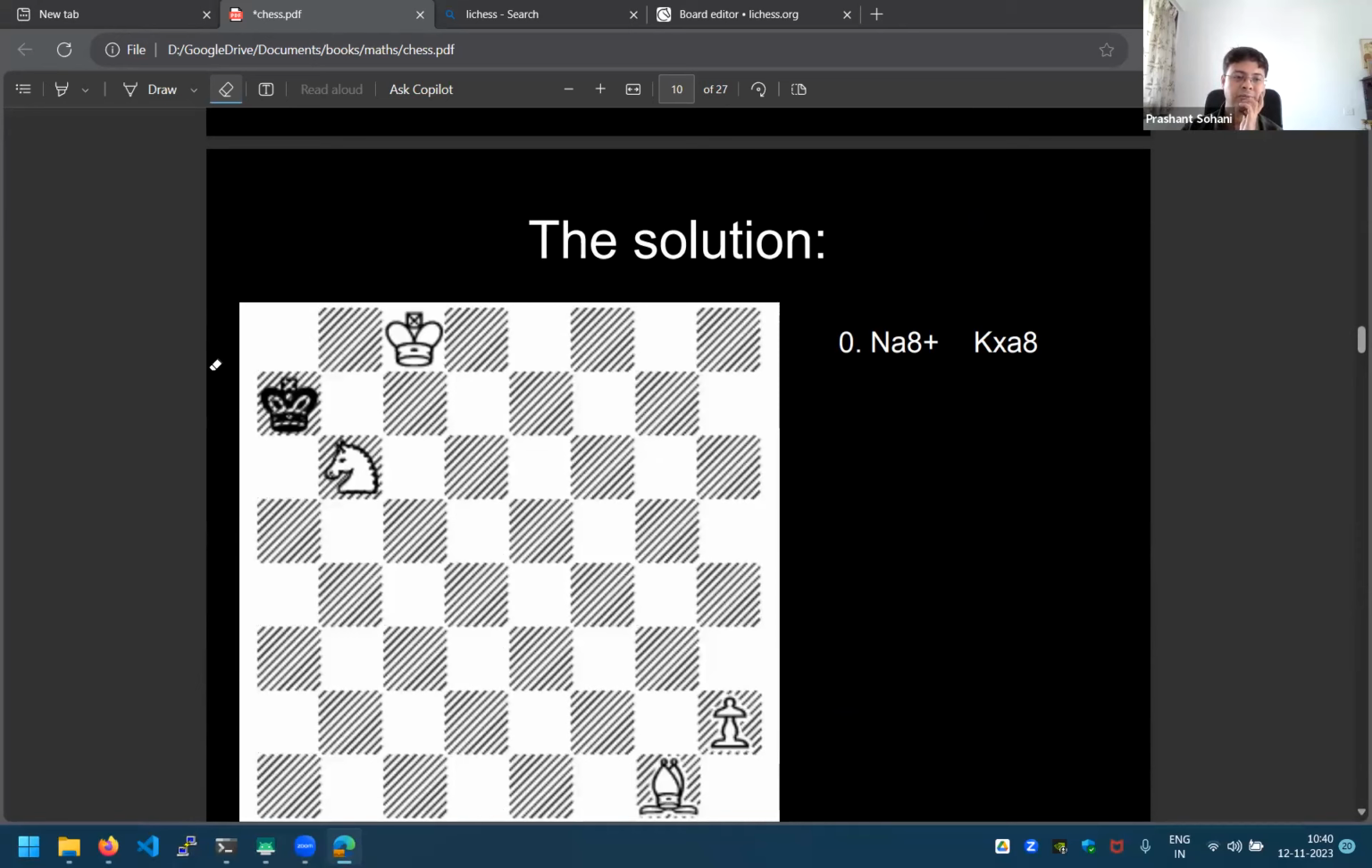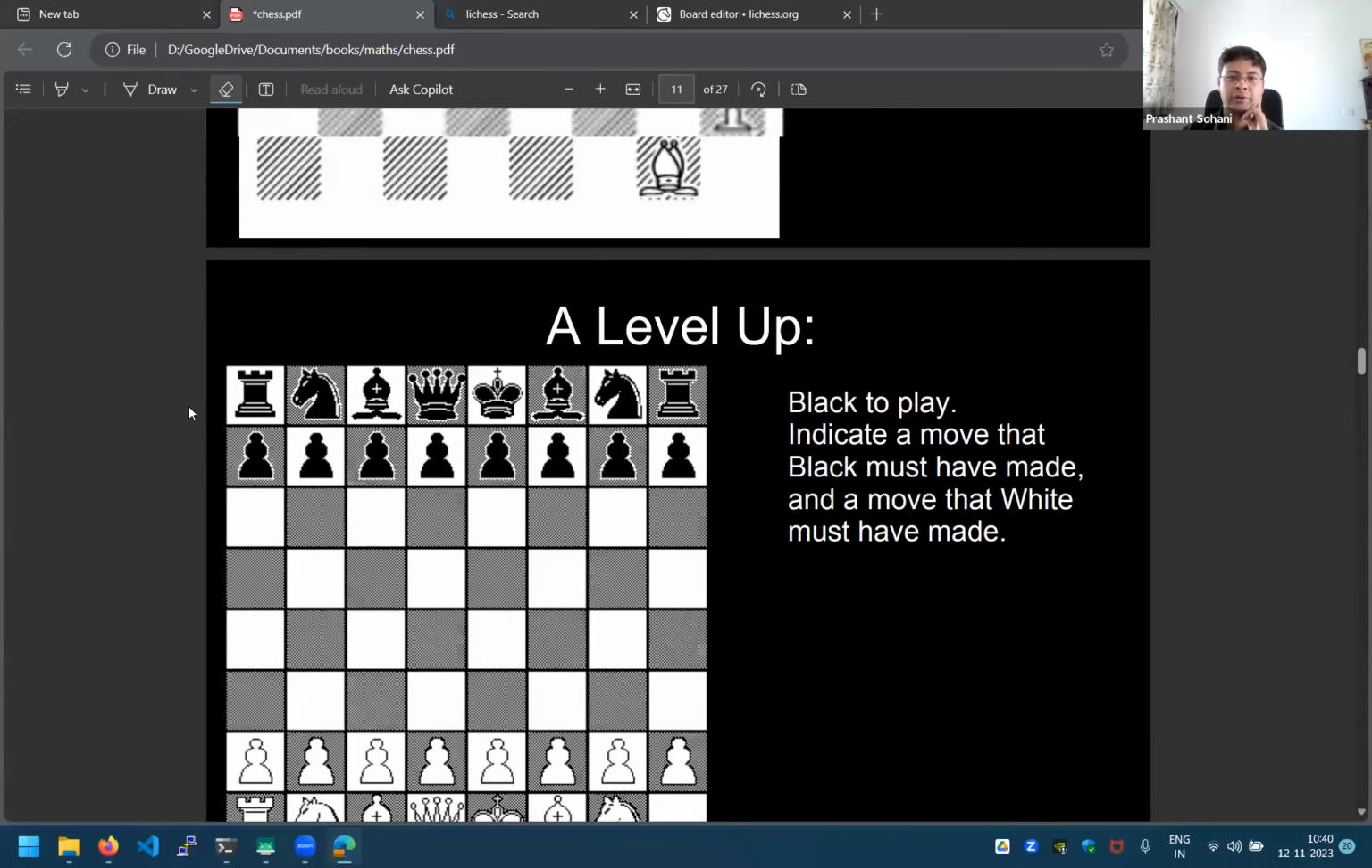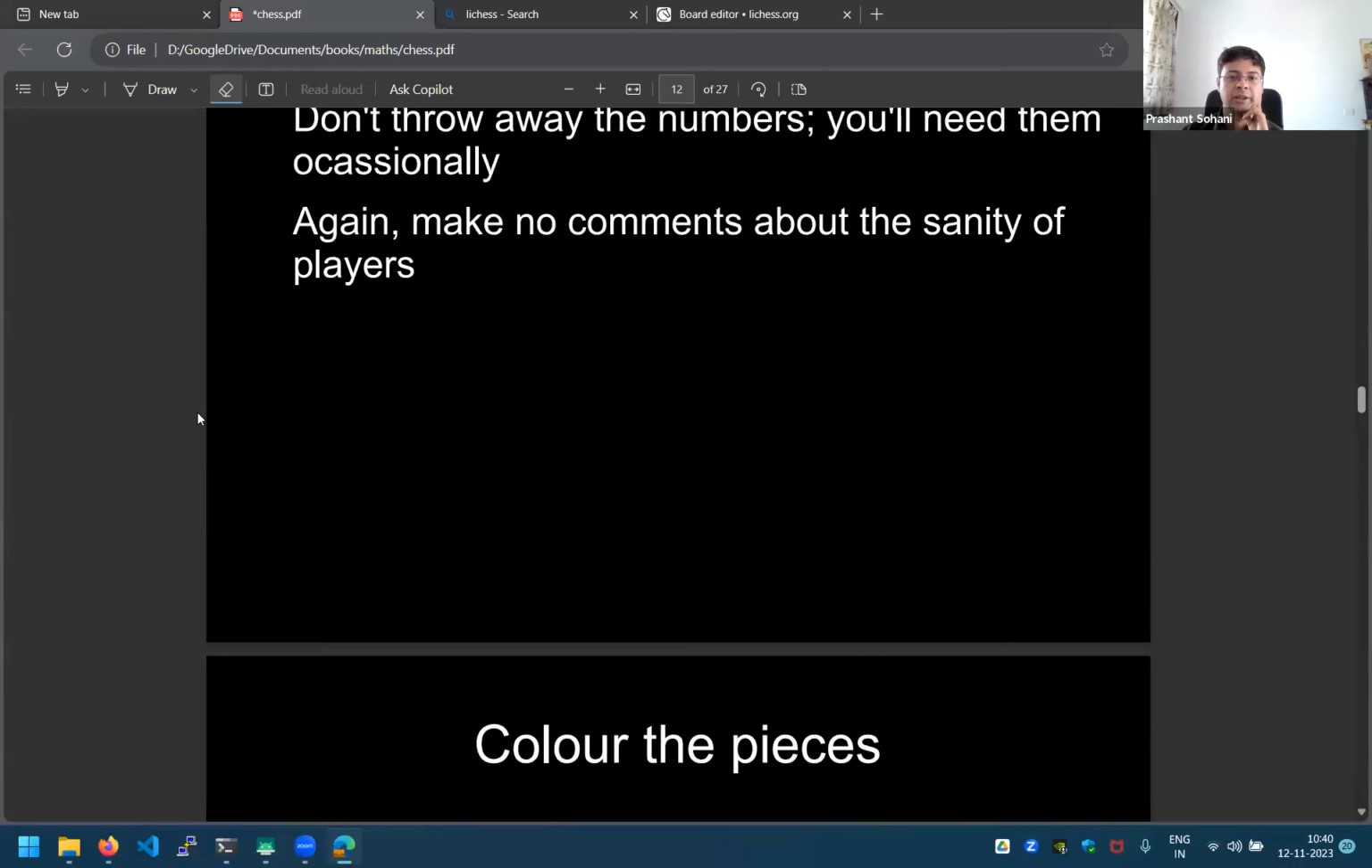And second, we don't make any comment about whether this is a sensible move to play. If you're going to play in a tournament to win, you may not play in this way. So don't assume that people are playing to win. They are just playing as per the rules of chess. That is the only assumption. Okay.